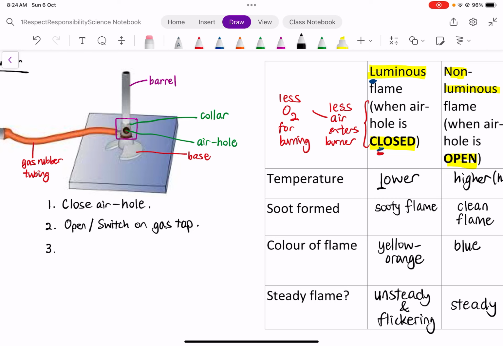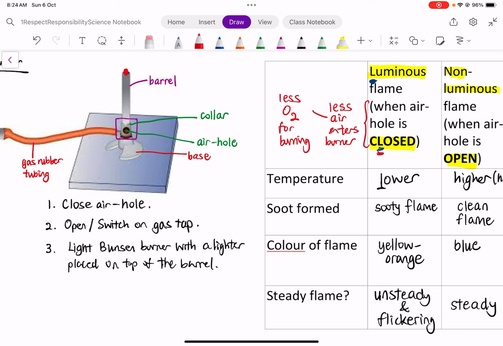After switching on the gas tap, the gas will go through the rubber tubing to the barrel. Okay? So this is where we light the Bunsen burner with a lighter. And where should the lighter be placed? The lighter should be placed on top of the barrel. Okay, so we light the Bunsen burner by placing the lighter on top. On top means this point here, in red color, on top of the barrel.